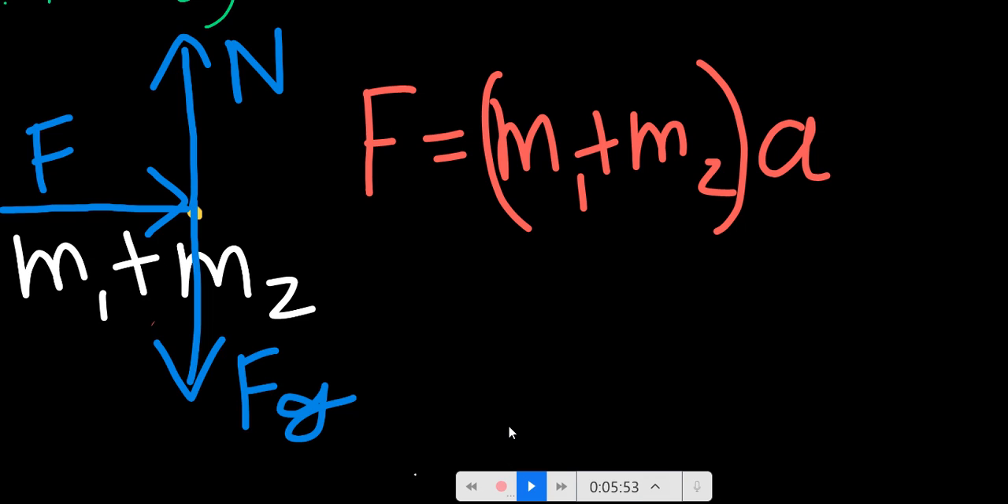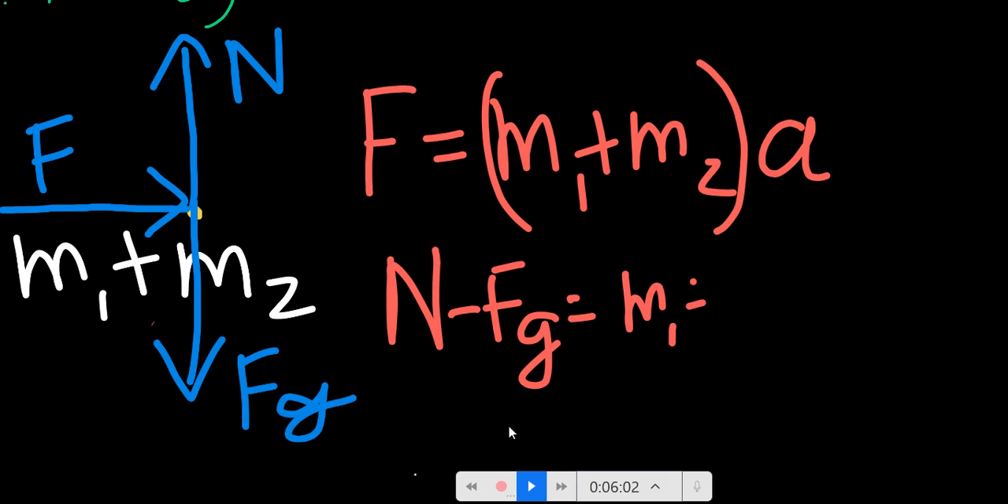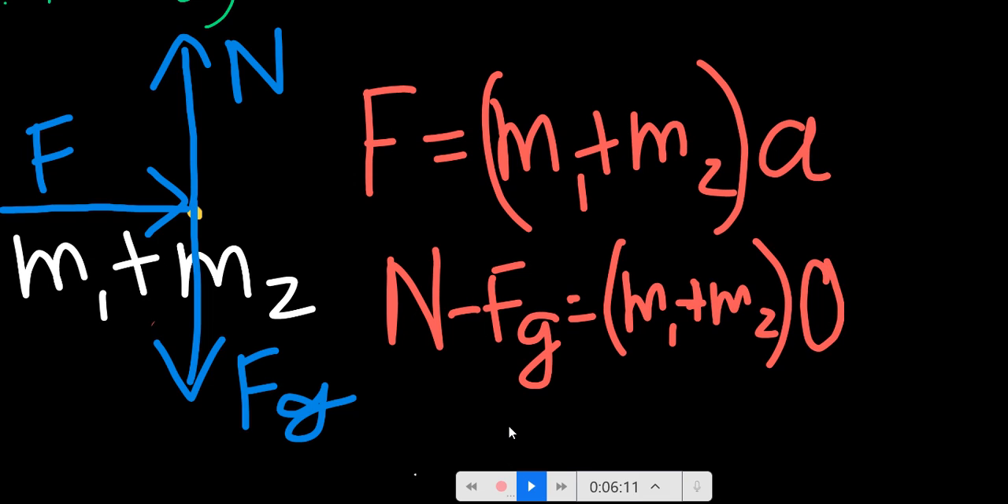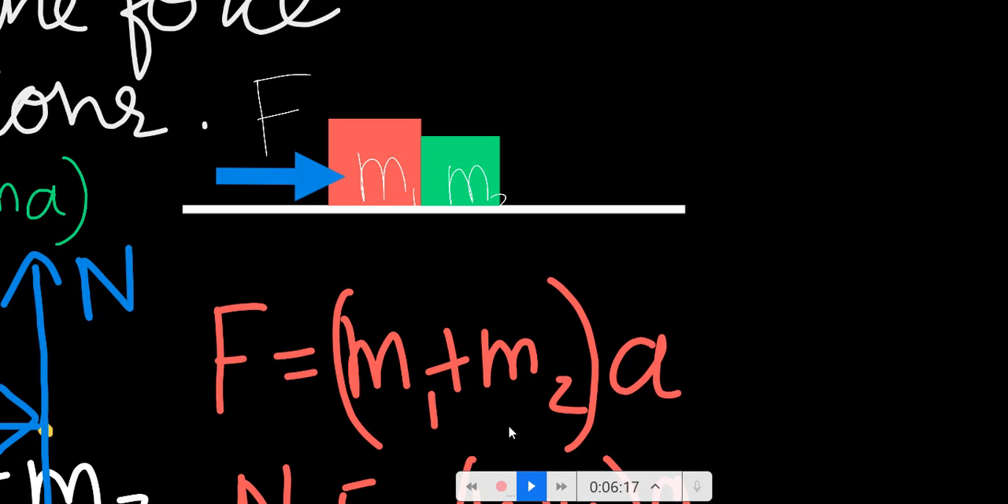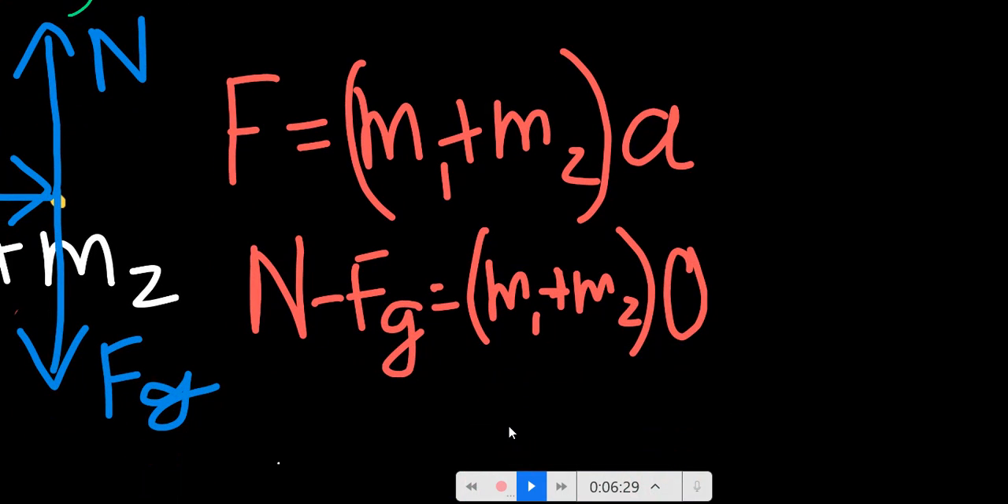Now, how will Newton's second law look in the vertical direction? Well, in the vertical direction, we're going to have N minus Fg equals (m1 plus m2) times 0, because there is no acceleration in the vertical direction. These masses are not going to move above or below. They're only going to move to the right. So they have acceleration only in the horizontal direction. They don't have any acceleration in the vertical direction, and hence that is 0 here.